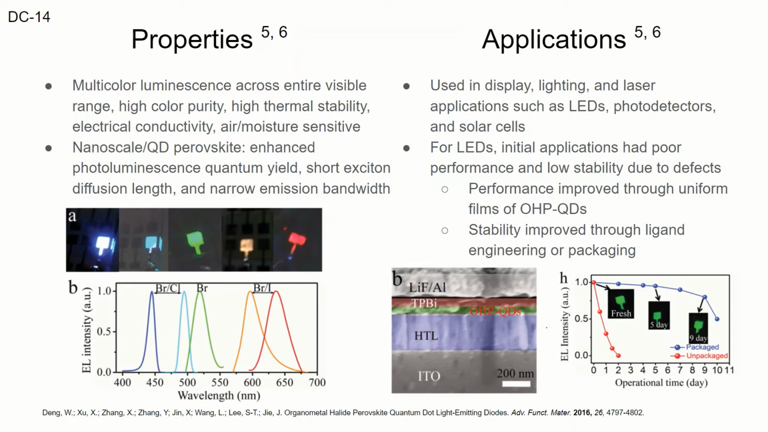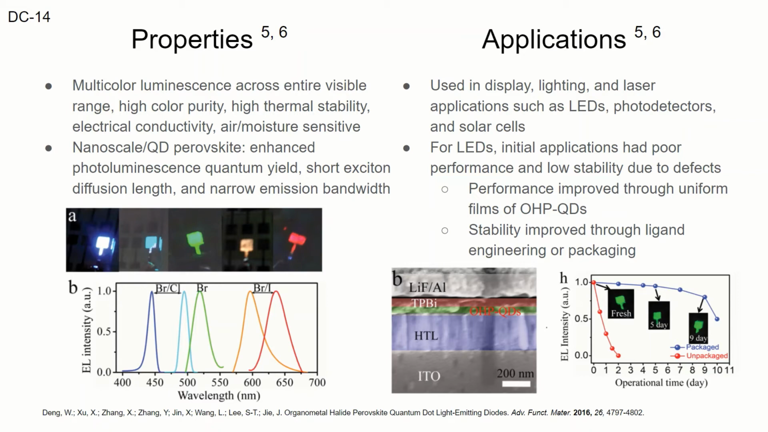Because perovskites are essentially salts, they exhibit some degree of electrical conductivity and can be air or moisture sensitive. These properties can be applied in display light sources such as lasers and LEDs, photodetectors, and solar cells. For LED applications, when an electric current is passed through the semiconducting perovskite crystal, excited electrons and holes are produced, and the relaxation of these electrons to holes emits light.